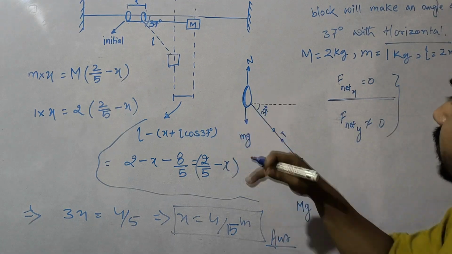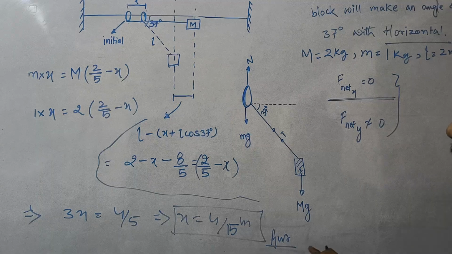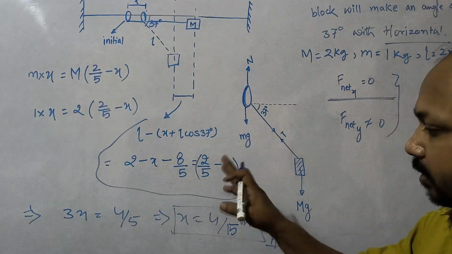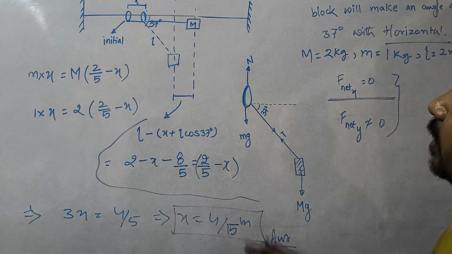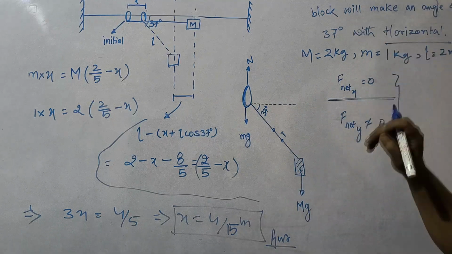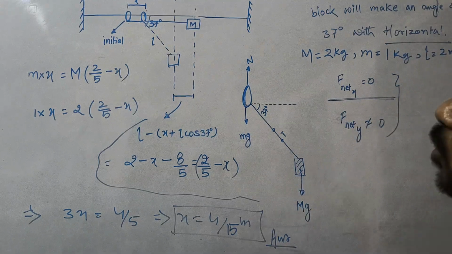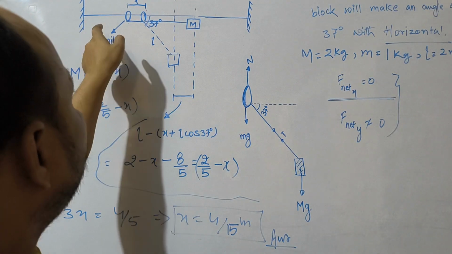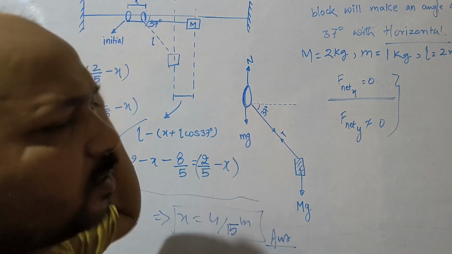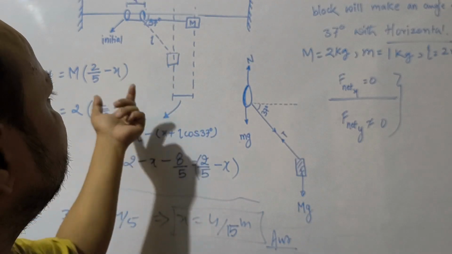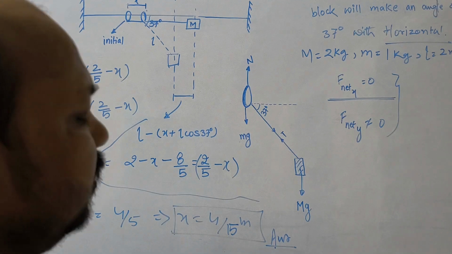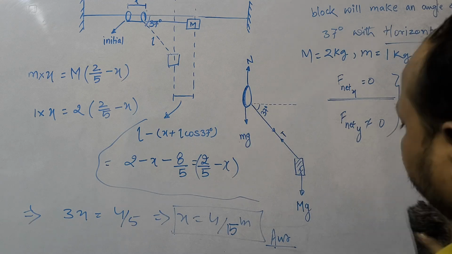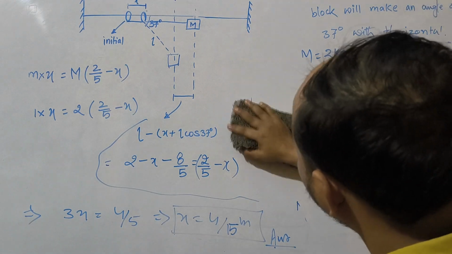Just see the calculation. Okay, maybe a mistake can happen also, but I think I am right. Okay, so this is the first part of the question. For the second part, if they ask what will happen if this block hangs vertically, how much distance the bead will shift. Simple. So we just have to calculate in this portion. Let me erase this portion.